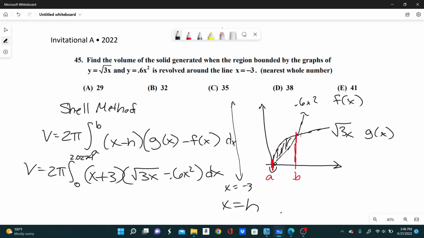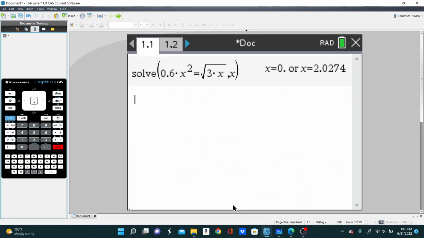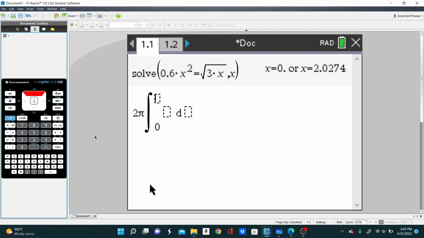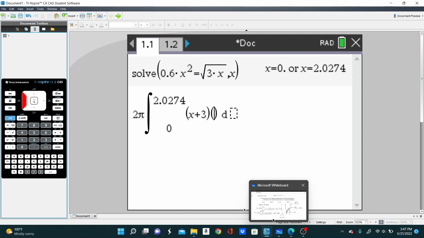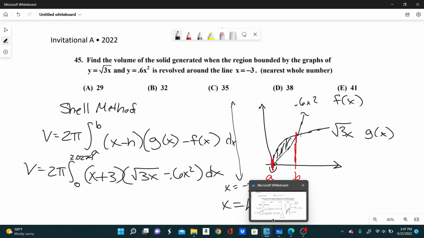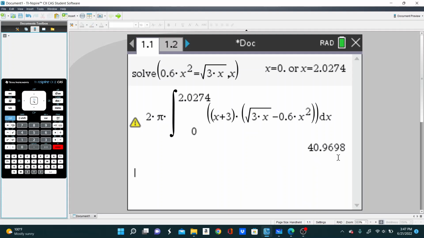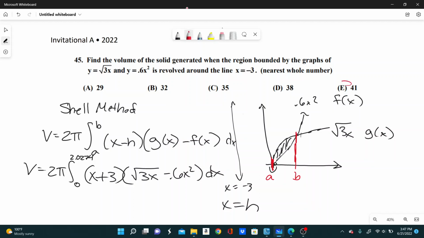And now we can just evaluate the integral using our calculator. So it's going to be 2 pi times the integral, which you can just do shift plus, of our two bounds, 2.0274, and then it was x plus 3 times square root of 3x minus 0.6x squared, dx. And we're rounding to the nearest whole number, so looks like we get an answer of 41. And that is answer choice E.